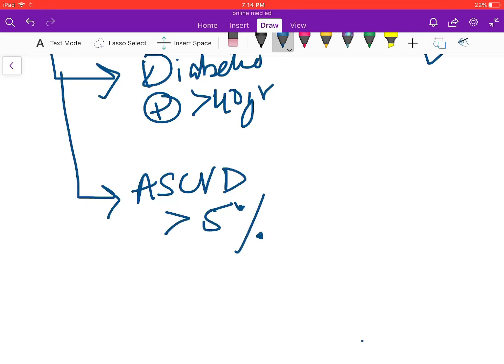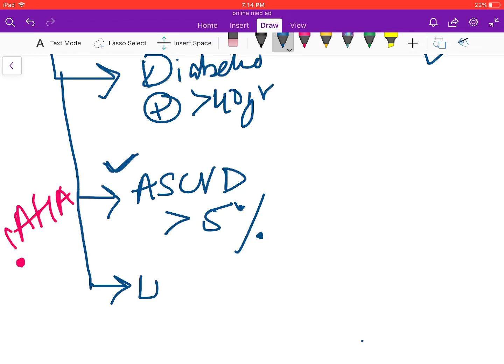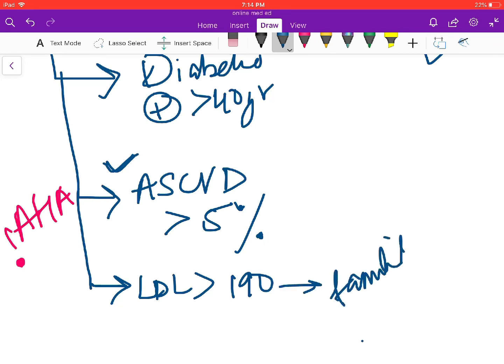Now, this is according to the AHA guidelines. There are a number of other guidelines which differ slightly on it, and we will talk about them later. But for the purpose of the exam, you would be safe to remember, go by the AHA guidelines. And the fourth population, like we talked about, is anybody with an LDL more than 190 who probably have some sort of familial dyslipidemia.